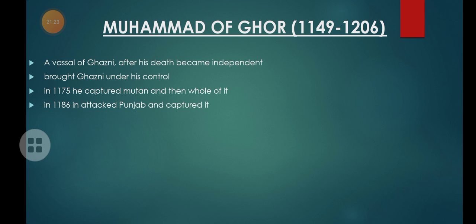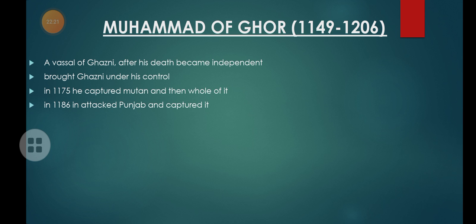Just now we studied about Ghazni Mahmud, isn't it? His commander's name is Mohammed of Gore. So after the death of Mahmud Ghazni, he became the king. So what happened when he attacked and captured India? After the death of Ghazni Mahmud, one of his commanders, Mohammed of Gore, declared himself an independent ruler, and he captured the places which were ruled by Mahmud of Ghazni.